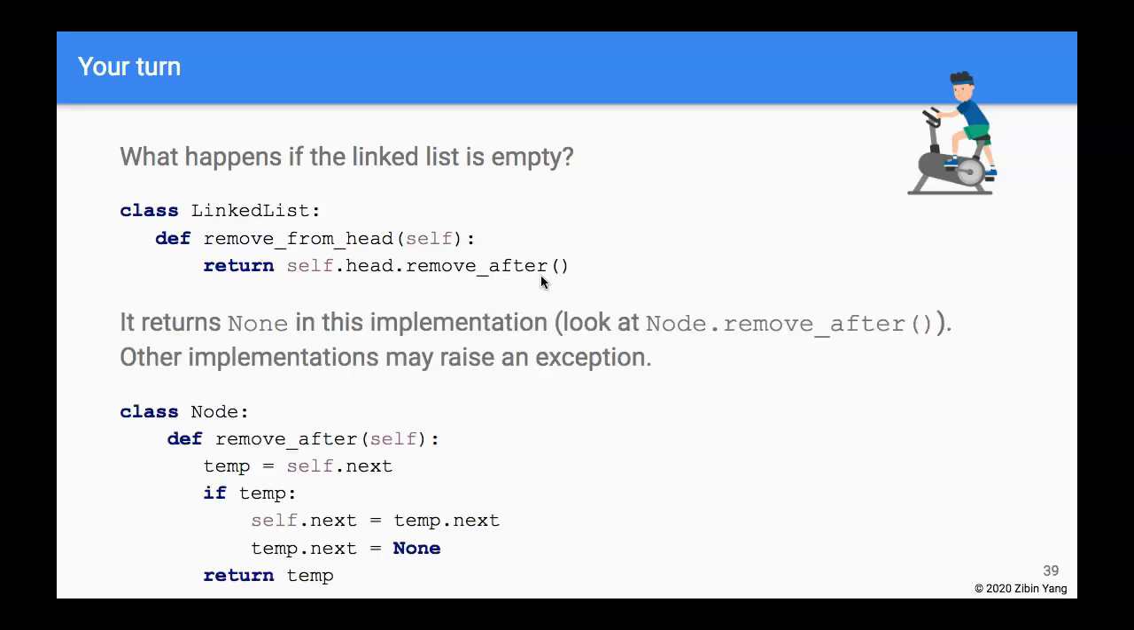All right, so here is the code. This is the node remove after. Now, if the linked list is empty, head does point to a node, but the head's next pointer is none. So temp basically will be assigned to none here, and if none, that will be false, so it won't do anything. It will simply return none here. So that means if the linked list is empty, remove from head will return none.